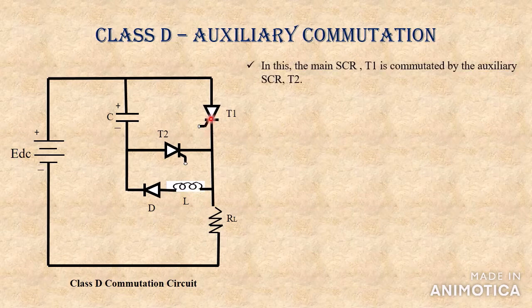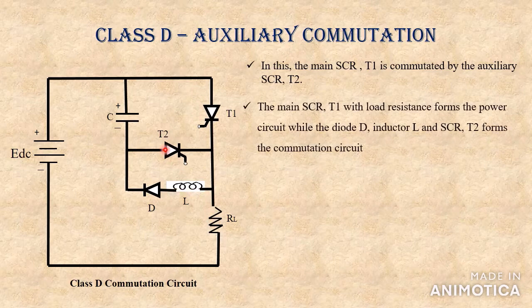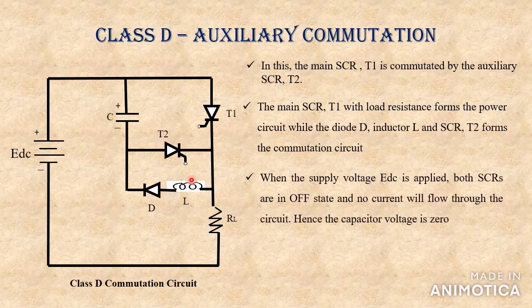So this T1 is connected with the load, and will form the power circuit, and T2 is the auxiliary thyristor. This auxiliary thyristor is used for turning off the main thyristor. This auxiliary thyristor connected with the inductance and diode will form the commutation circuit. Initially we are assuming that both the thyristors T1 and T2 are in the off state, and hence the voltage across the capacitor will be equal to 0.